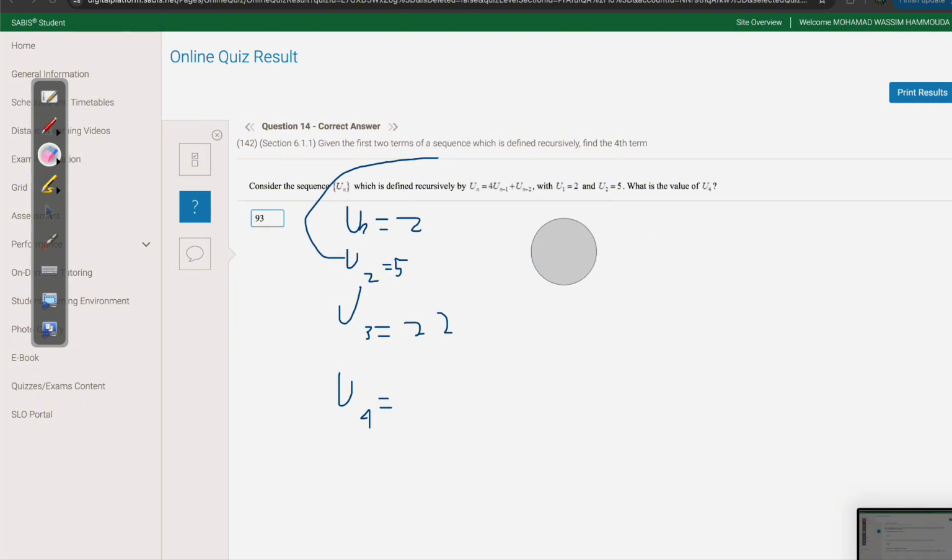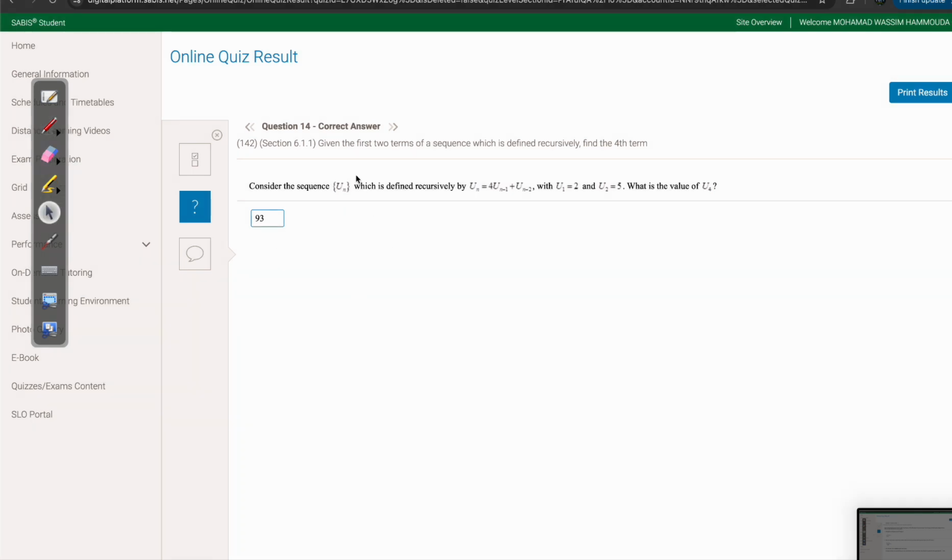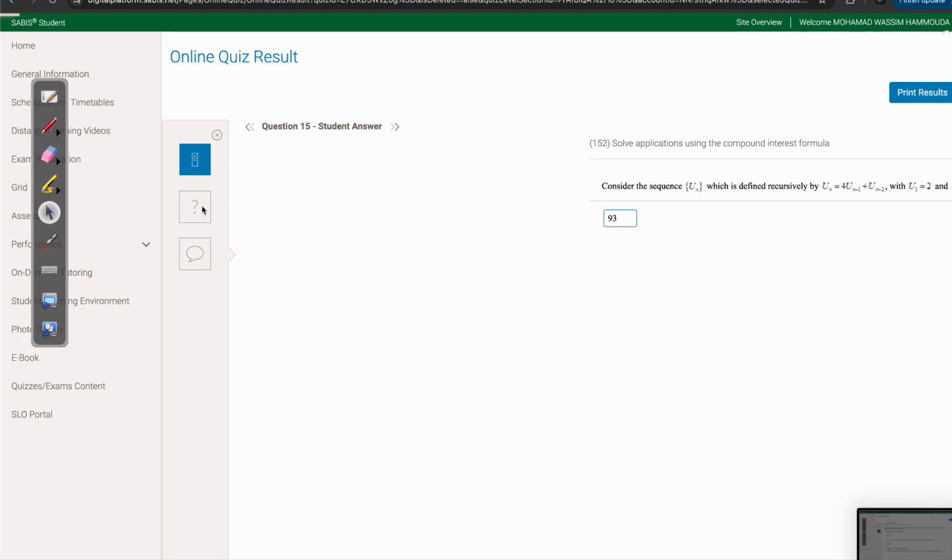Amazing. Now we're gonna do the same thing. So 4 times u(n minus 1), when we want to find u4, we're gonna take u3. So 4 times 22 plus 5 is going to give us 93. 15.